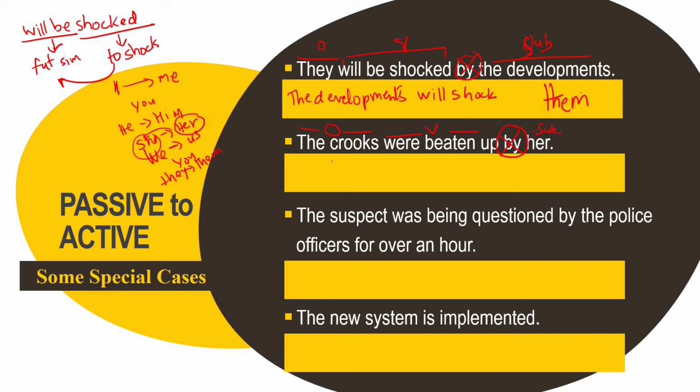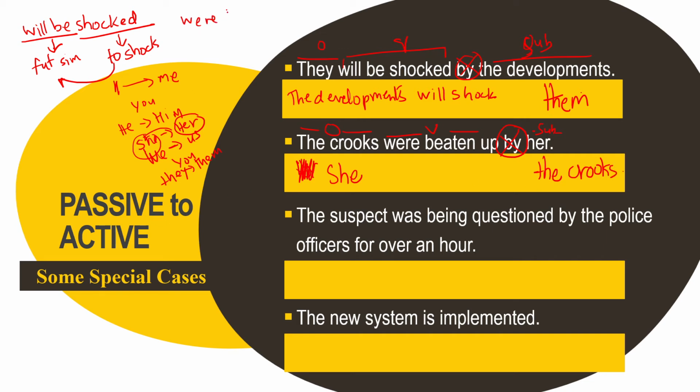This is pretty easy because you will figure out that something is wrong. When you say the developments will shock they, it sounds wrong, right? So you'll figure out that something is wrong. Same way, you cannot have her starting the sentence, so it will have to be she. Okay, the crooks you take to the end. Okay, now you have to work on the verb.